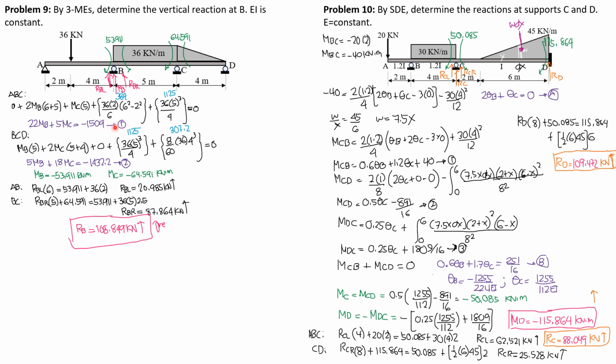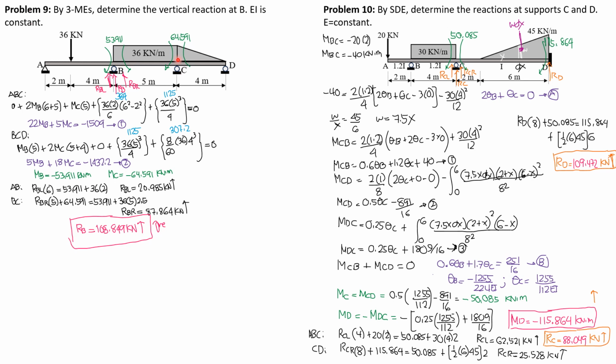So call this equation 1. Then we apply three-moment equation on BCD. There are only two unknowns, moments at B and C. So MB times span BC, which is 5, plus 2 times M sub C, quantity 5 plus 4. Moment at D, 0. So that's why you have 0 here.